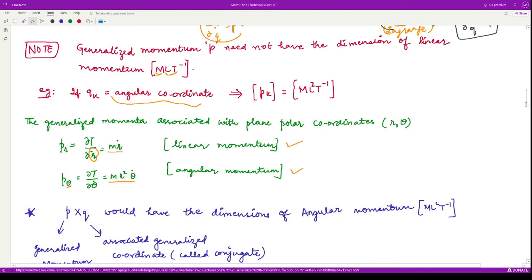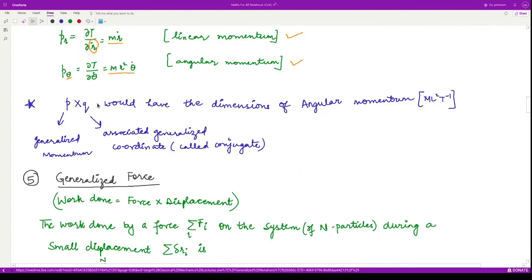But you can notice here that the dimensions for p, the generalized momentum, whatever generalized coordinate you have taken for your system, the dimensions of this whole thing are equivalent to that of angular momentum always. No matter what coordinate system you are defining, when you calculate p out of it, that means you are calculating the partial derivative of T with respect to q dot, and then multiplying it with q. This would always have dimensions of angular momentum.